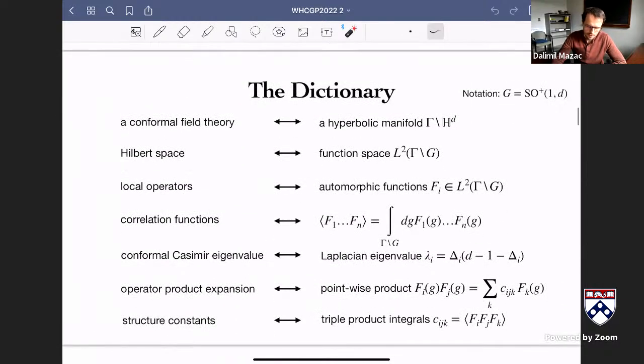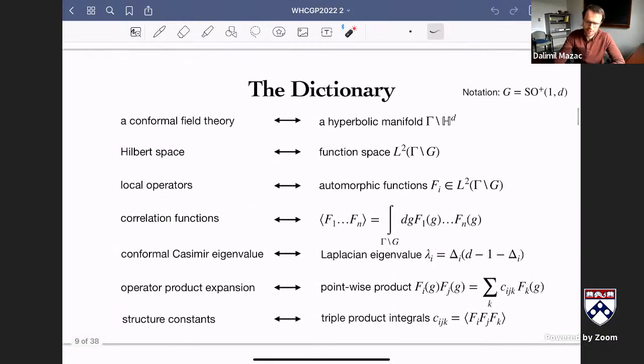So here's the analogy, or the dictionary, if you wish. I just like to go through the dictionary so that you know where this is heading. I'll spend the rest of the talk explaining the dictionary in more detail and also cover some applications of this analogy.